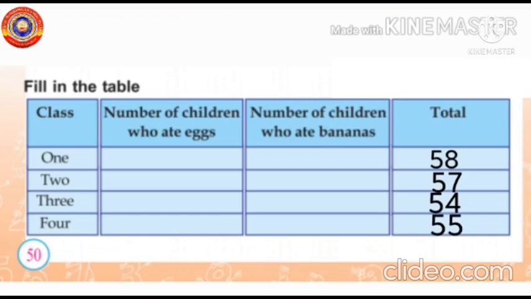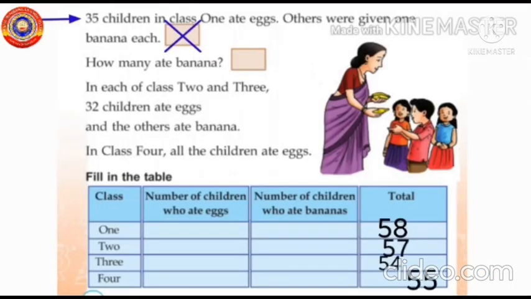Then go to the second column. That is number of children who ate eggs. That is also given. 35 children in class 1 ate eggs. So you write class 1, 35. Then in each of class 2 and 3, 32 children ate eggs. So you write 2 and 3, 32. In class 4, all the children ate eggs. So you write 55 in the column.